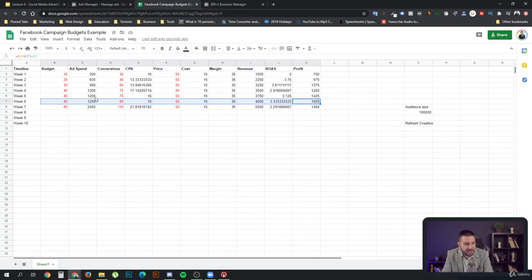And you can see that this becomes harder the more you scale, right? So let's just say that in this case we doubled the budget, so we need to get to 160 to get to that same CPA, and that's a much higher volume of conversions.